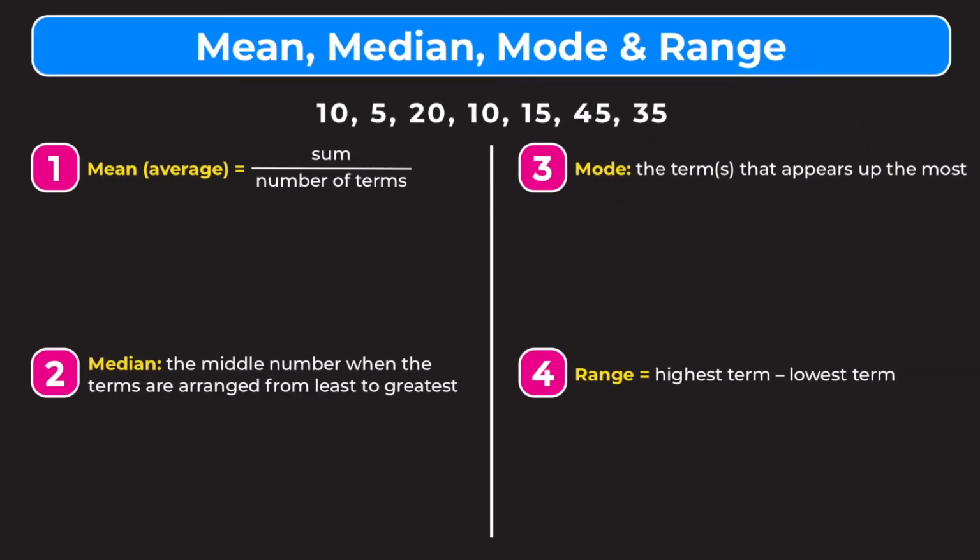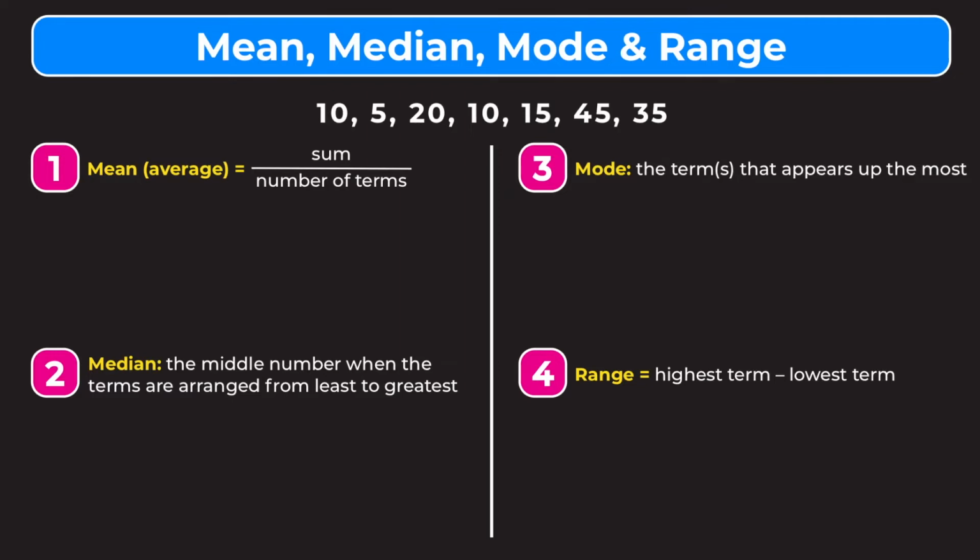In this video, we're learning how to find the mean, median, mode, and range. We're given a set of numbers, and we're going to find the mean, the median, the mode, and the range, and we have some notes for how to find each of those. So let's jump into example 1, which is finding the mean of this set of numbers.